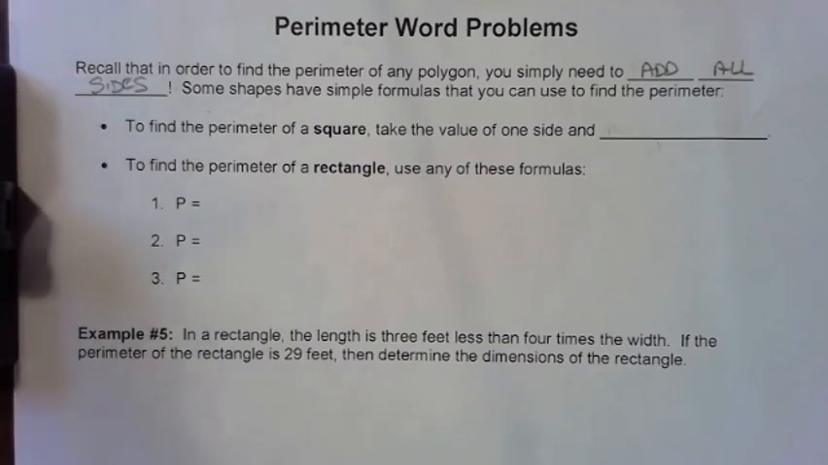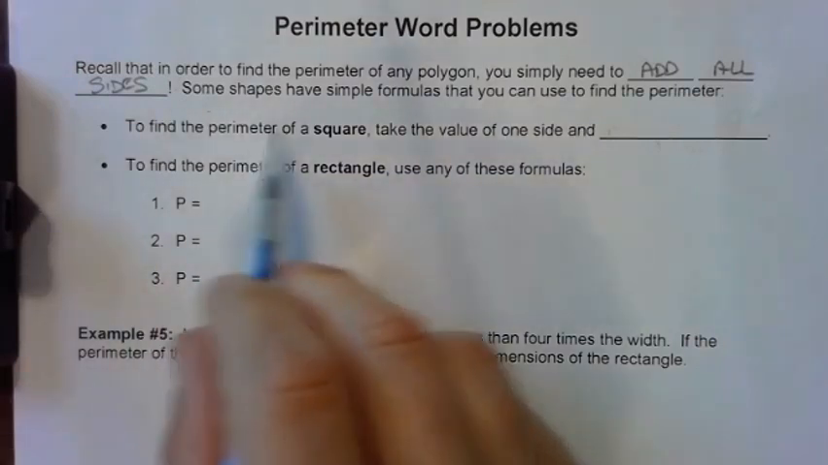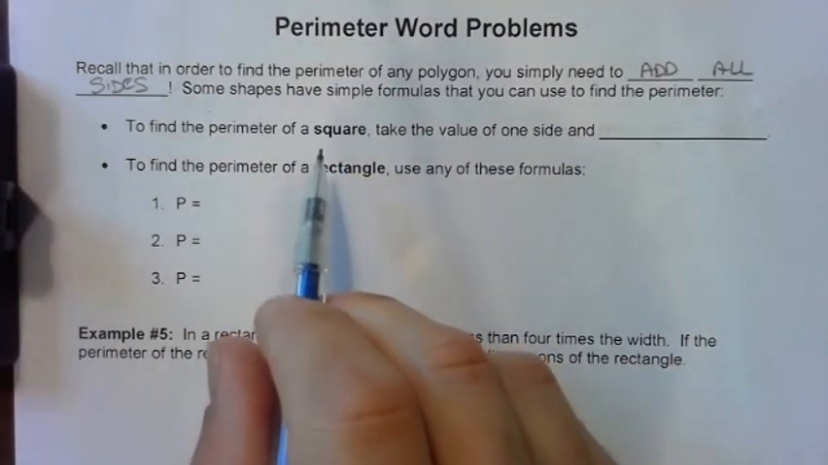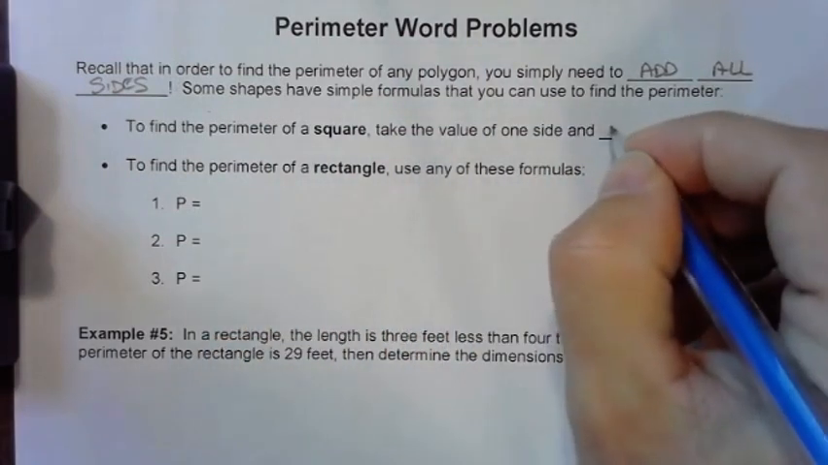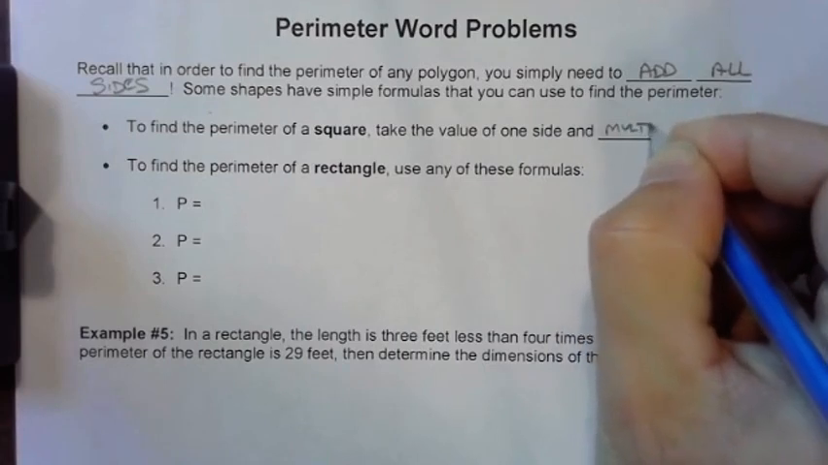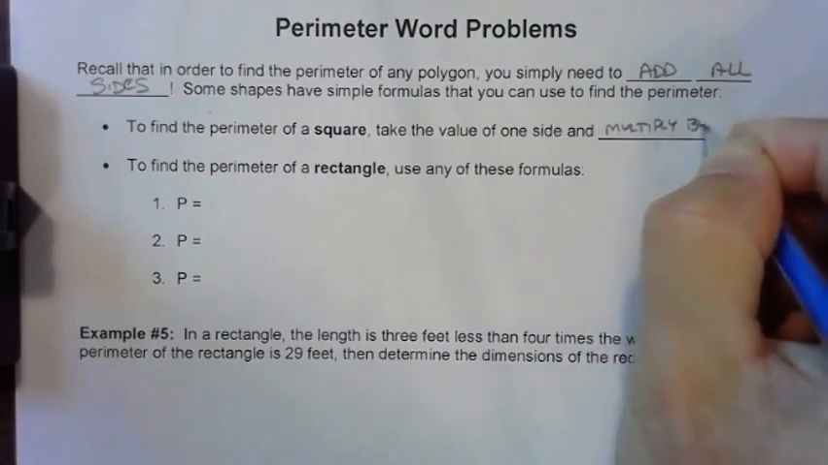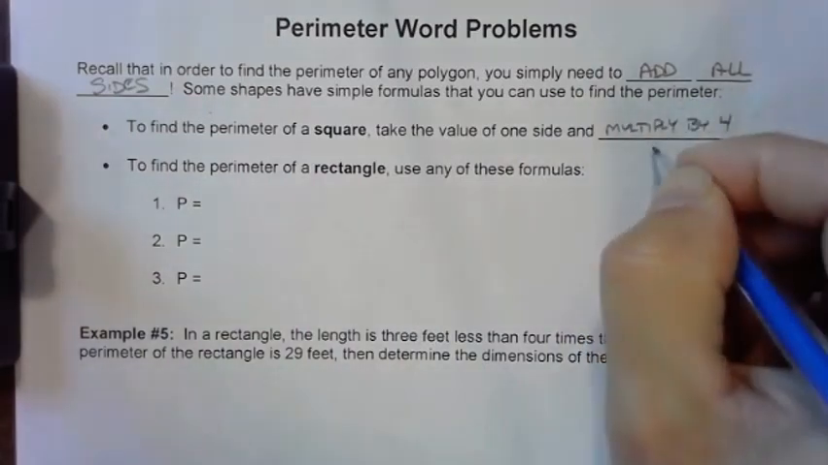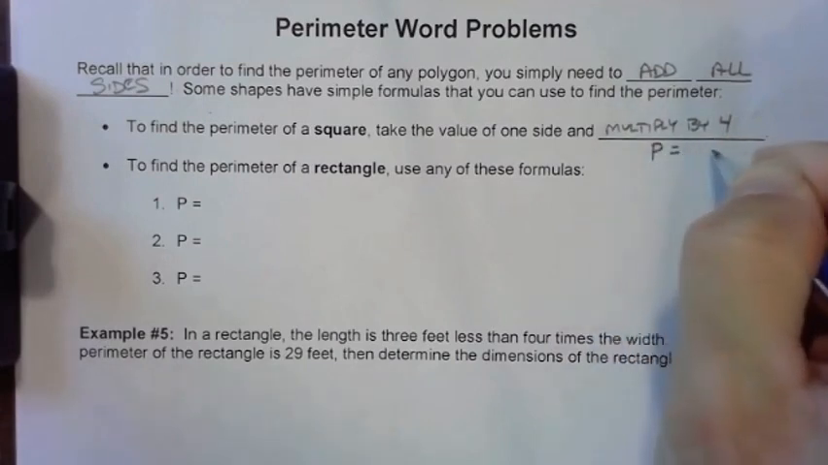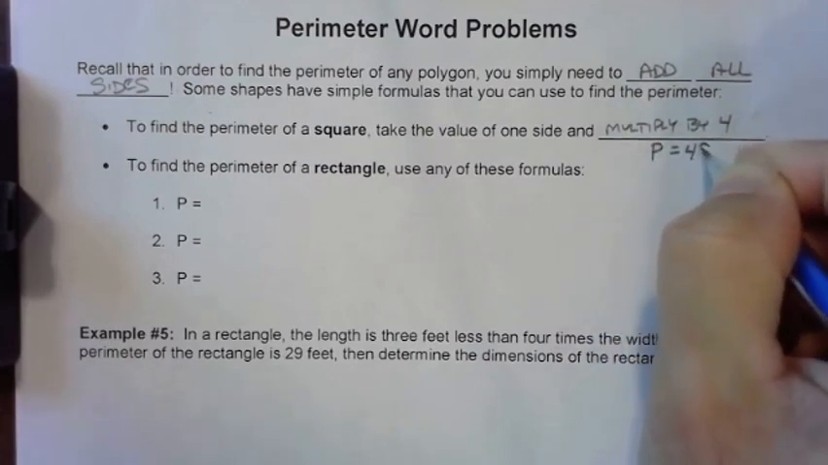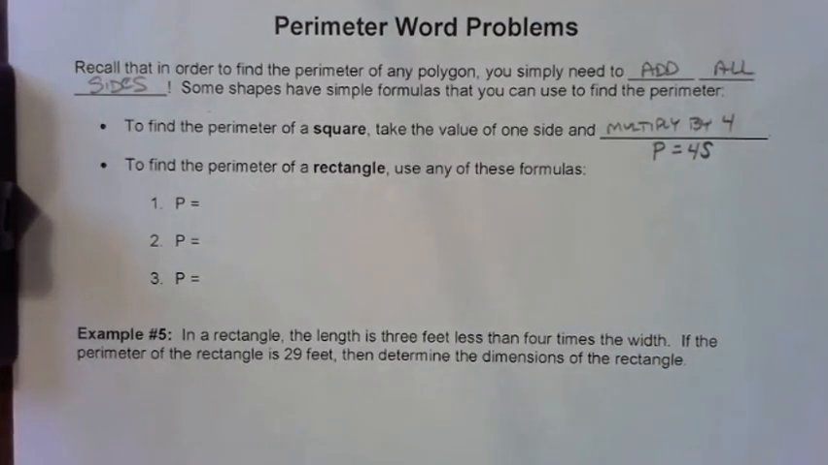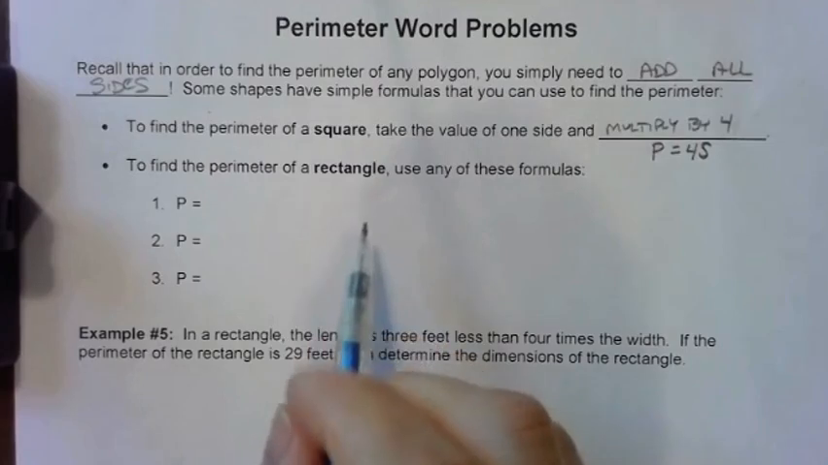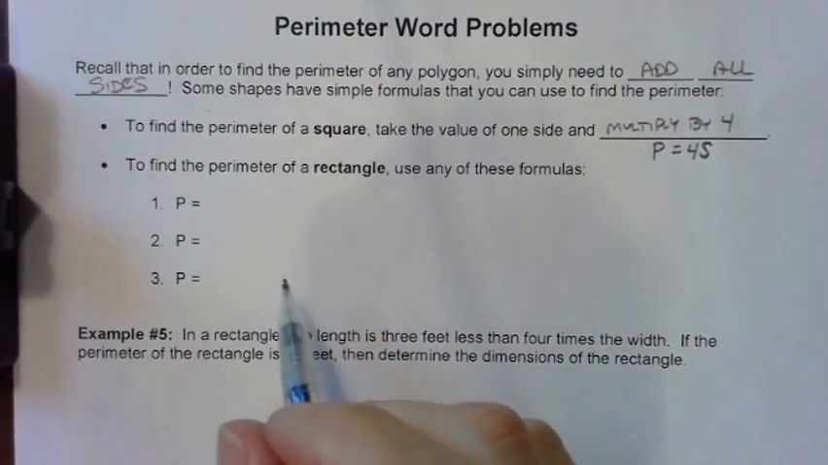But some shapes have simple formulas that you can use to find the perimeter. For example, if you're looking for the perimeter of a square, we know that every side of a square is the same, so take the value of one side and multiply by 4. This means that P, the perimeter of a square, is 4 times S, whatever the side length of the square is.